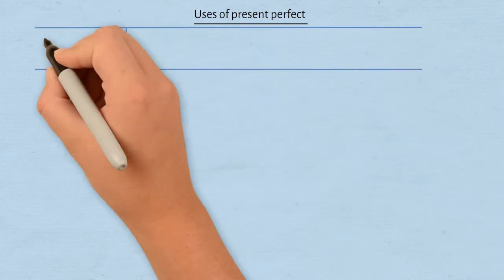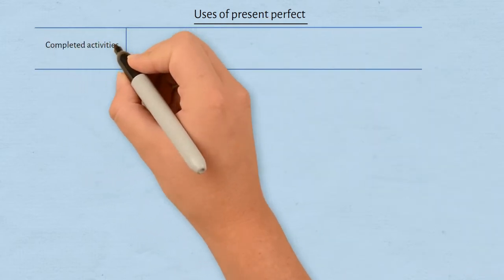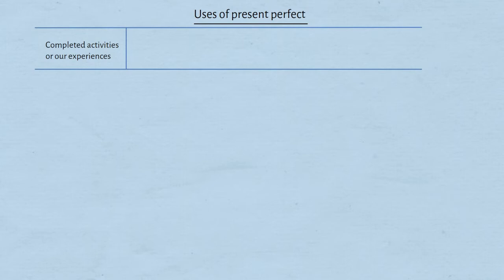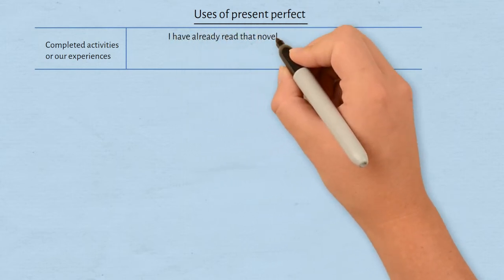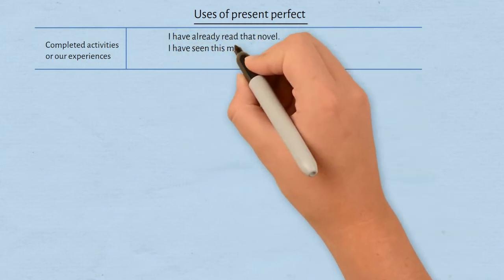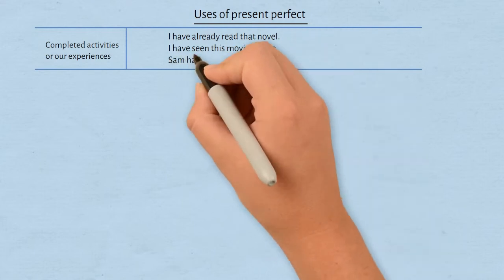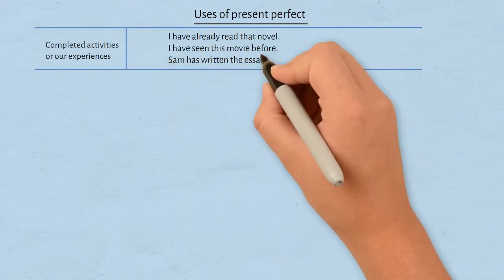So to begin with, we use the present perfect tense for completed activities in the past or when we are talking about our experience. For example, I have already read the novel. I have seen this movie before. Sam has written the essay.